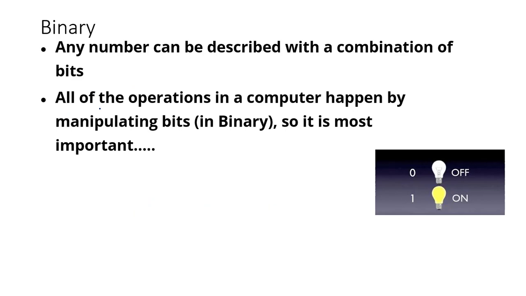Right, let's look at the binary. Now, any number can be described with a combination of bits. What are the bits? 0 and 1. Please remember, all of the operations in the computer, which you use in day-to-day life, happen by manipulating bits. And it is in binary, so it is most important that you should understand. So we have two states actually. One is the 0 bit, another is the 1. And sometimes people say that 0 means off and 1 means on, which has been nicely represented in this picture, right?